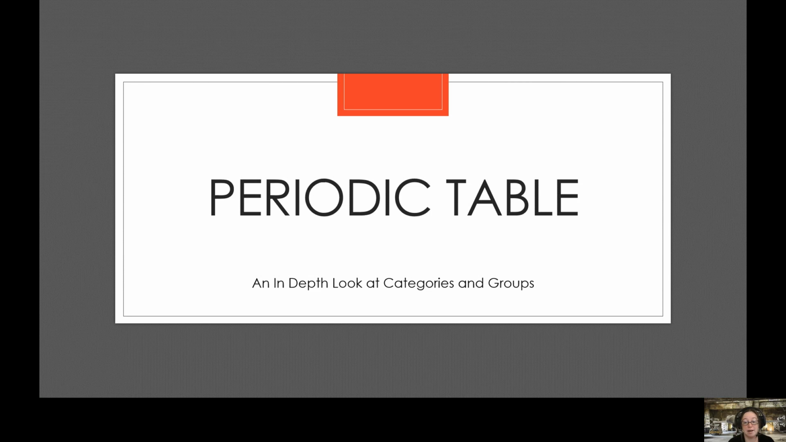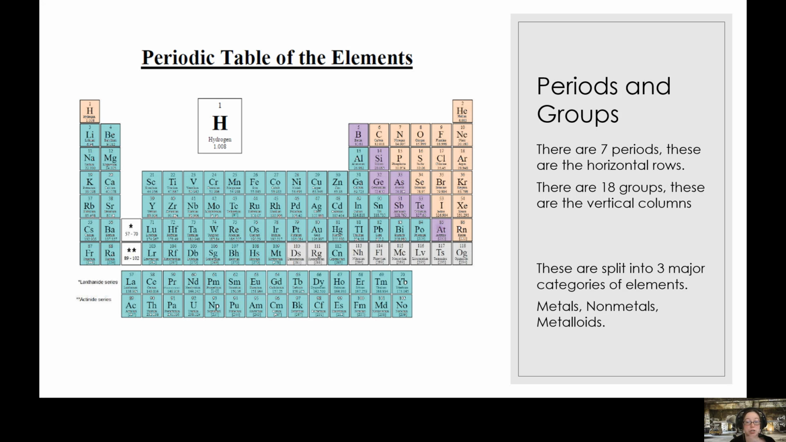Okay, so we're going to talk about the periodic table in more depth. You should recognize the periodic table like this. There are 7 periods, those are your horizontal rows, and there are 18 groups across the top. Go ahead now, before you do anything else, and label those groups 1 through 18 from the left-hand column, hydrogen, all the way across.